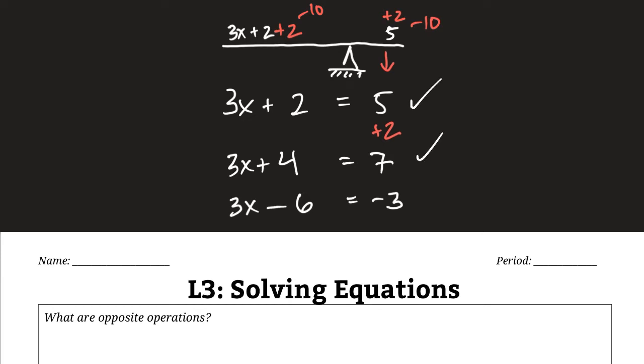So all 3 of these things are true, right? So the point is, we can manipulate equations by doing the same thing to both sides. How does that help us find out what the value of x is? And that's what we're going to look at in the examples below.